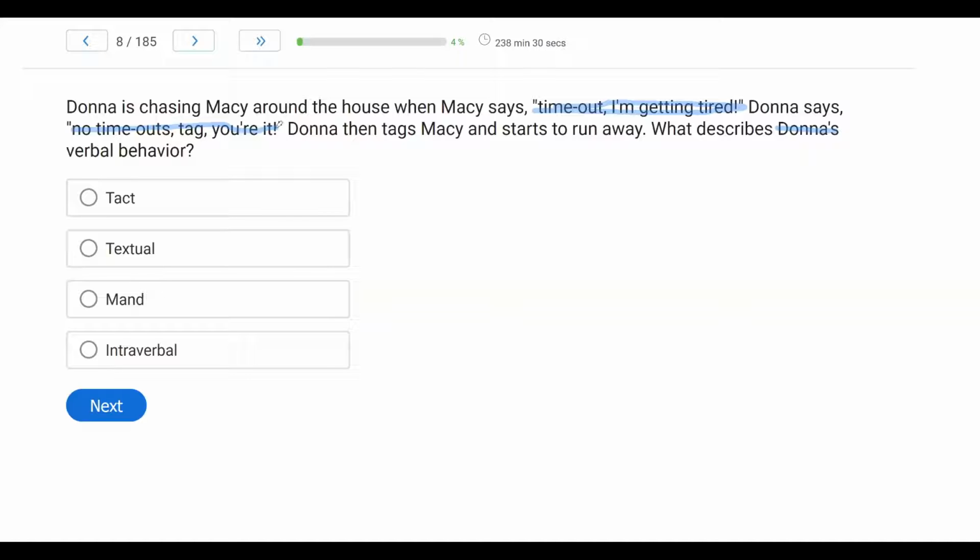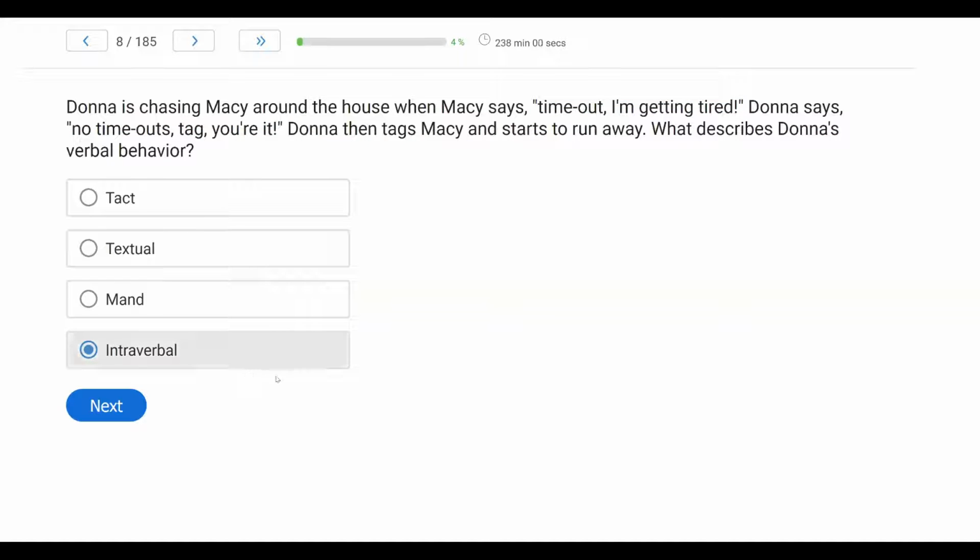So what operant has those characteristics? A, tact. Did Donna label anything? Was Donna's verbal behavior evoked by a nonverbal stimulus? It was not. So we do not have a tact. What about a textual? Is Donna reading anything? She's not, so we don't have a textual. What about a mand? Is Donna requesting something due to an MO? She's not. What evoked Donna's verbal behavior is D, an intraverbal.